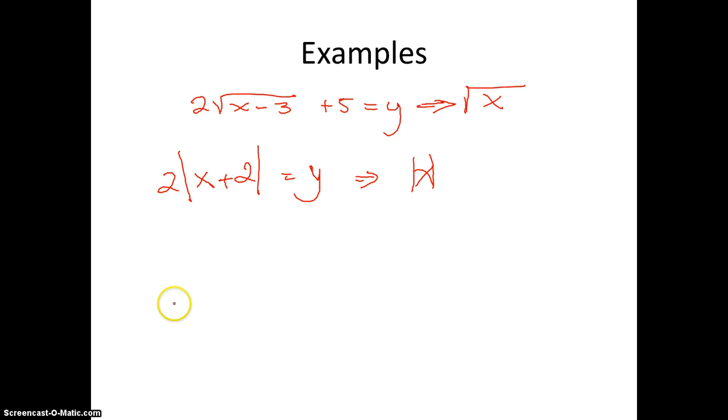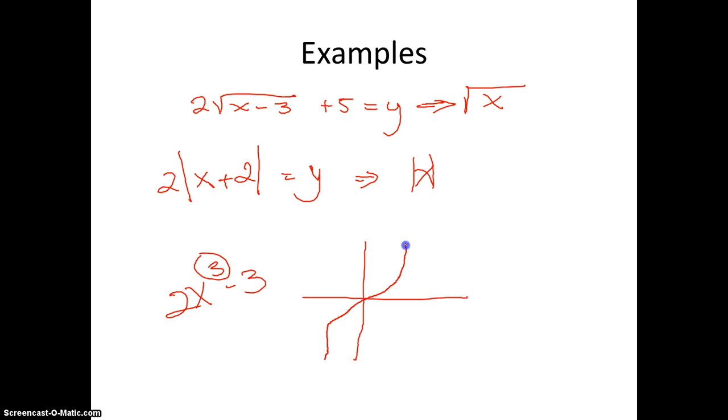You might also see an equation such as, let me think of one. Something like this, 2x cubed minus 3, and they'll say, show the graph of the parent function. So if you know that this is a cubic function, why? Because 3 is in the exponent, so cubic, then you should just know the graph of a cubic function. It was kind of like that, right? So those are some of the examples of the type of questions you'll see.